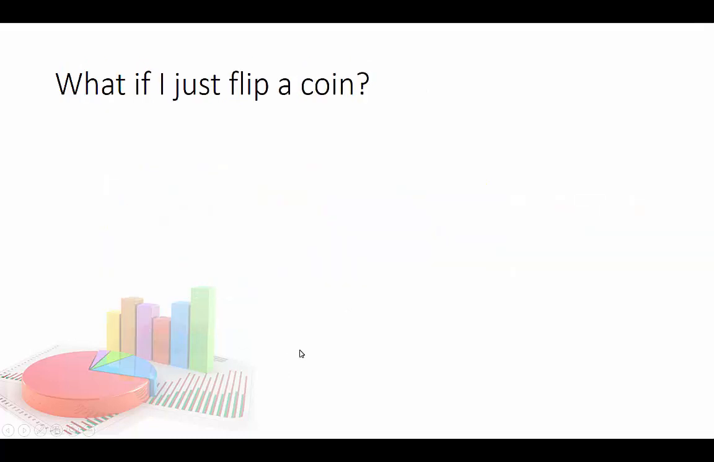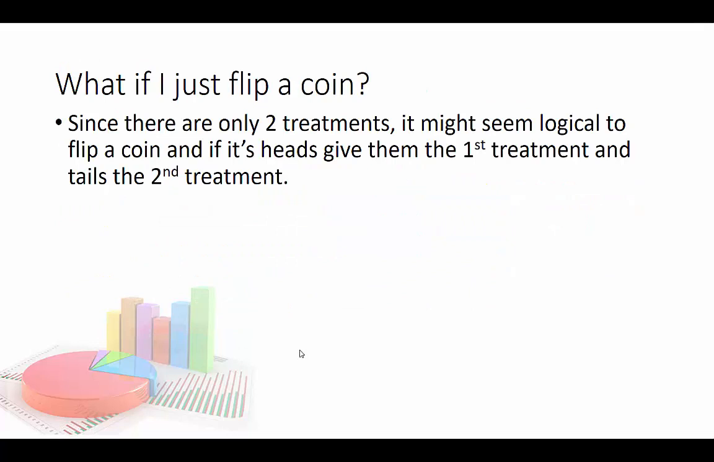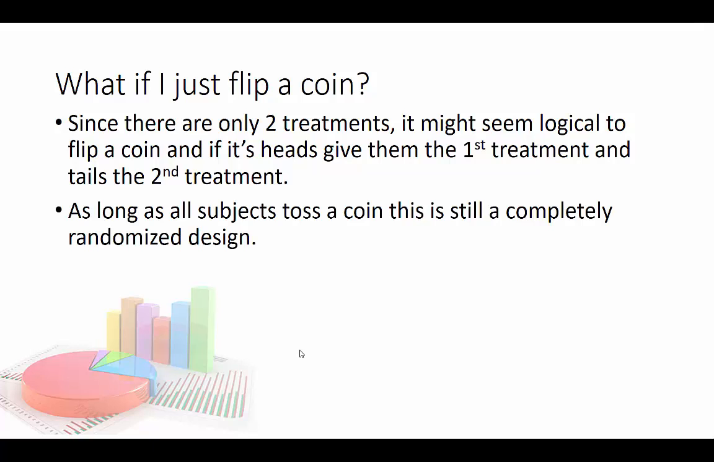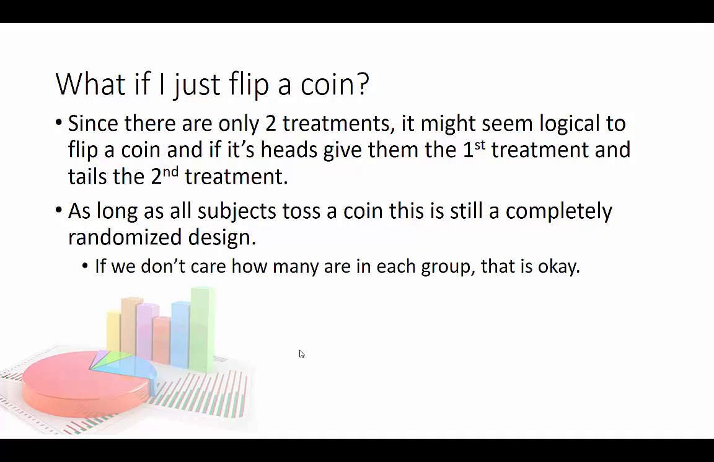Now, what if I just flip a coin? So you could say, since there are only 2 treatments, it might be logical to just go through, flip a coin, and if it's heads, give them the first group treatment and tails the second. As long as all subjects toss a coin and get the result of their coin, this is still a completely randomized design. If we don't care how many are in each group, that is okay, but usually we like to have kind of balanced groups, so we do care.